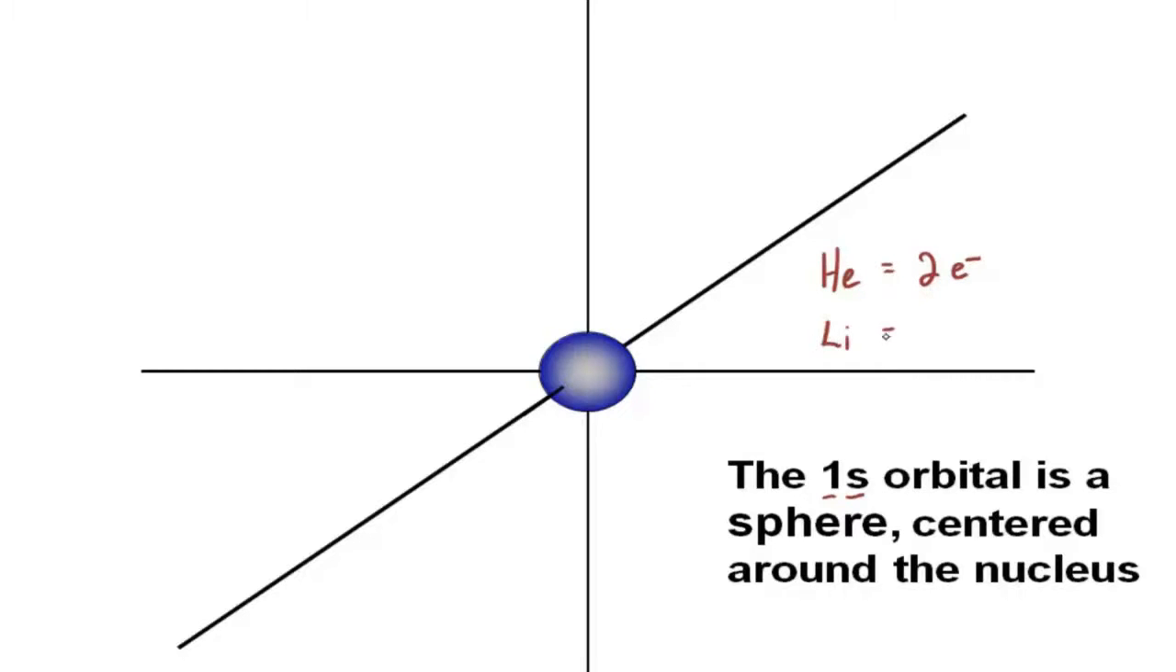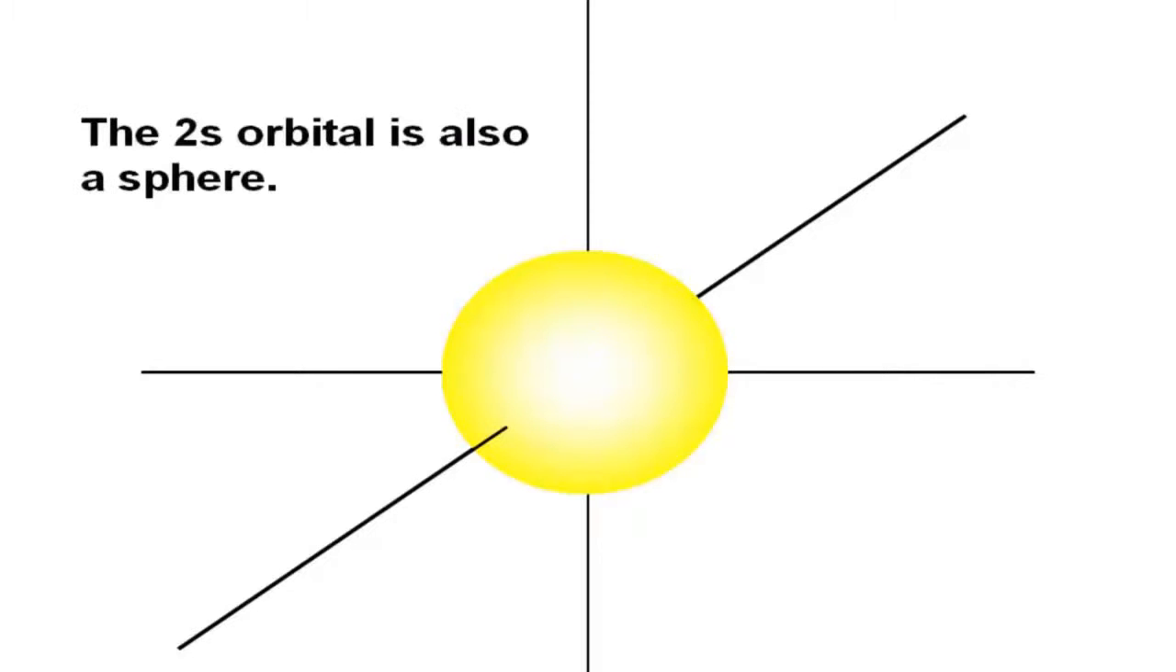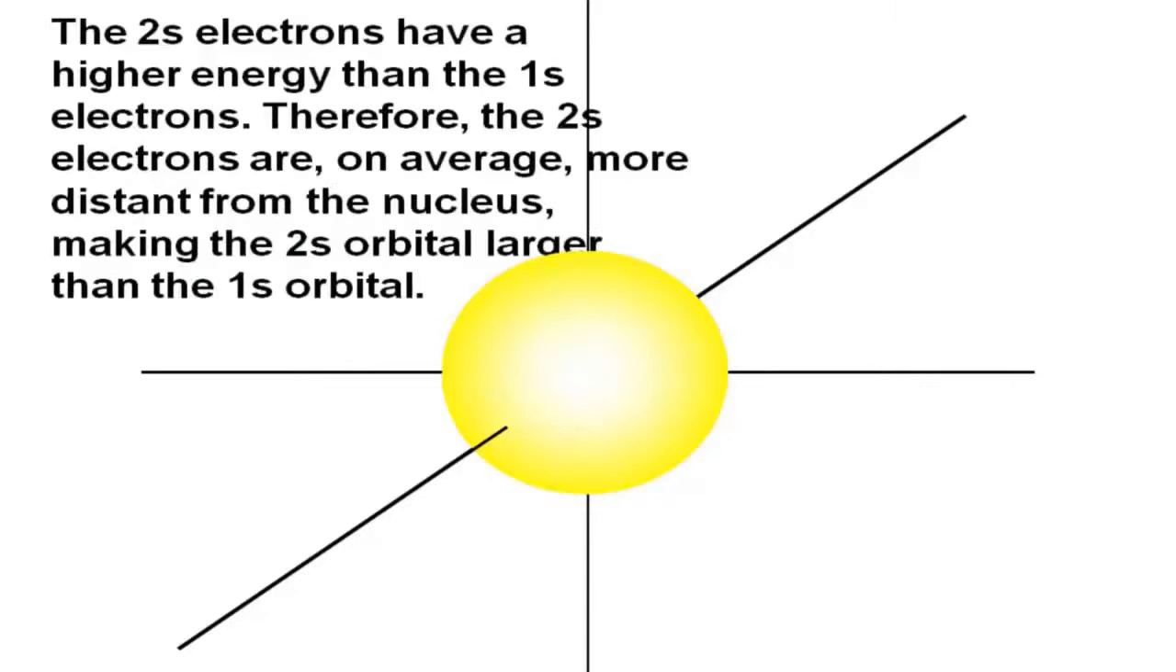But what if we were talking about lithium? Lithium has 3 electrons. Where would the third electron go? Well, it would go in the next higher energy level orbital, which is the 2s orbital. Notice that we still have an s orbital, and we still have a spherical shape. But the electrons in the 2s orbital are higher energy, and so therefore on average they're going to be further from the nucleus, which describes therefore a larger shape, a larger area that they're going to occupy.